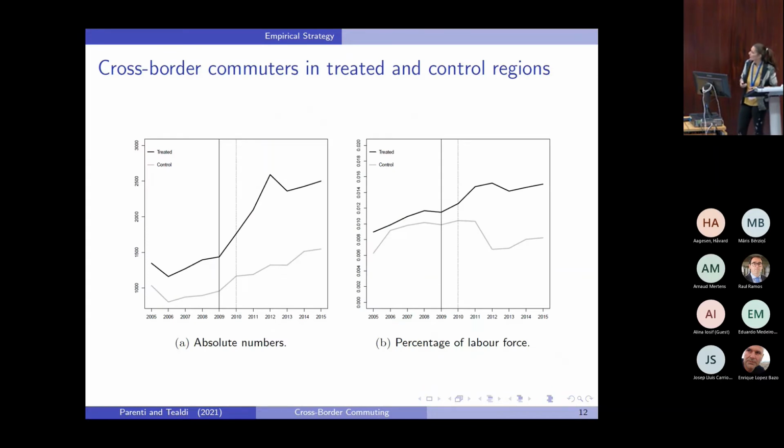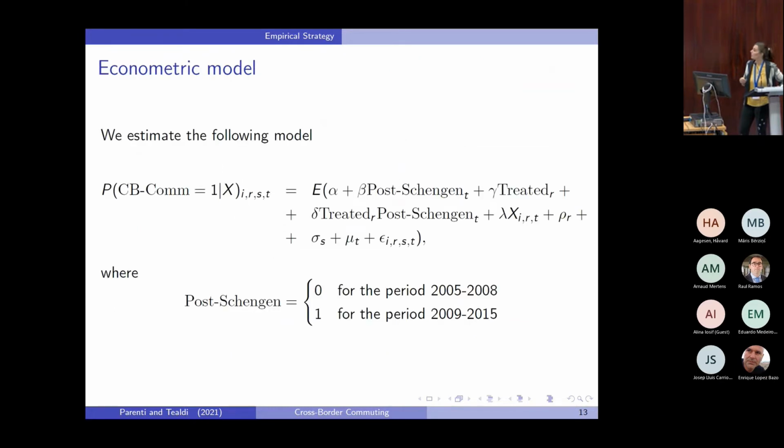So those are the trends. The absolute number of cross-border commuters in the sample is evidently growing after 2009. And on the right-hand side panel, there is the percentage of the labor force. We estimate the following econometric models.